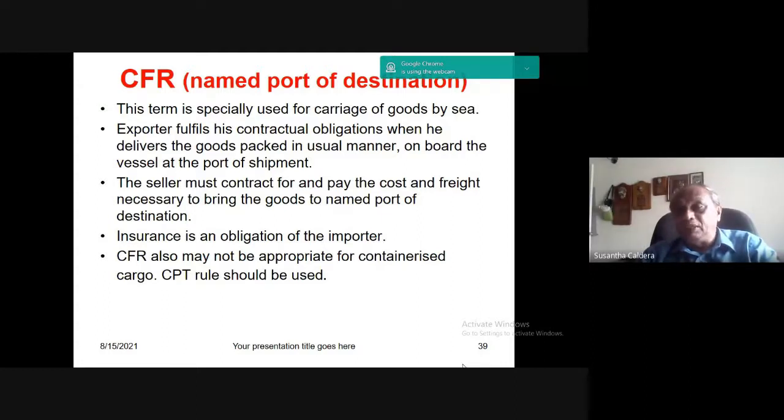CFR also may not be appropriate for containerized cargo. If it is containerized cargo, the CPT rule should be used. Carriage paid to. Right?